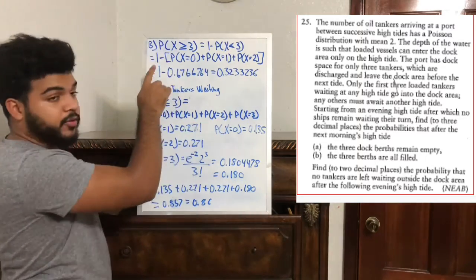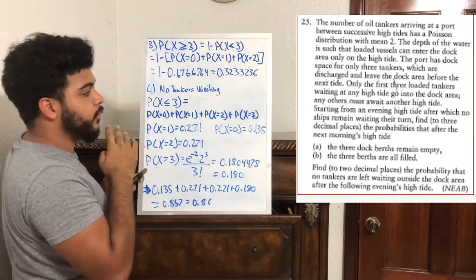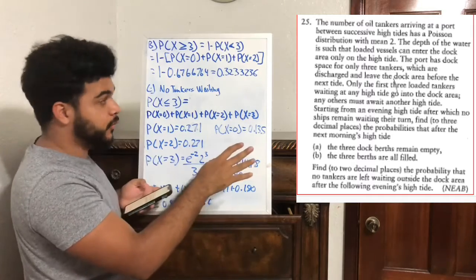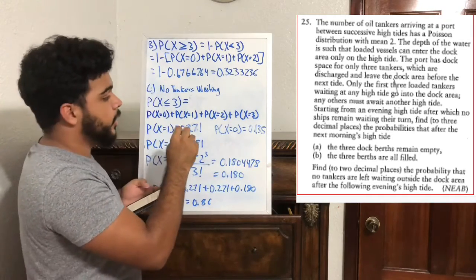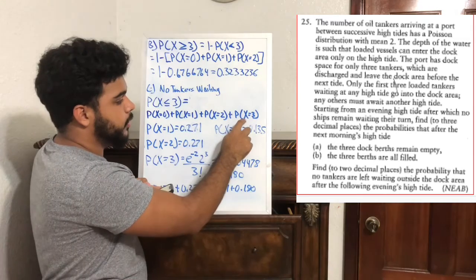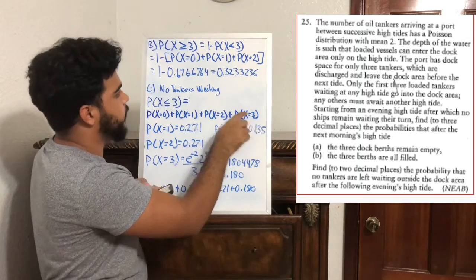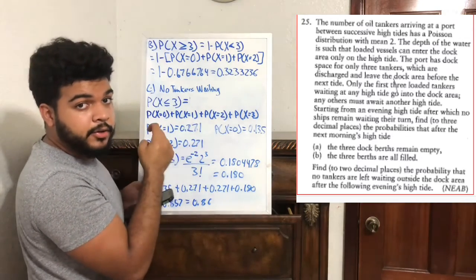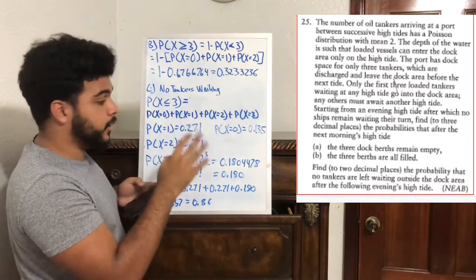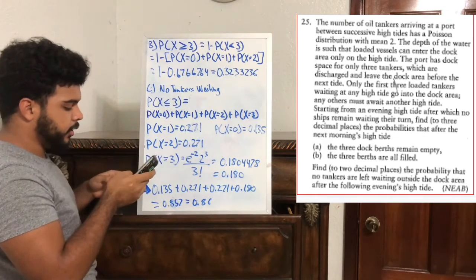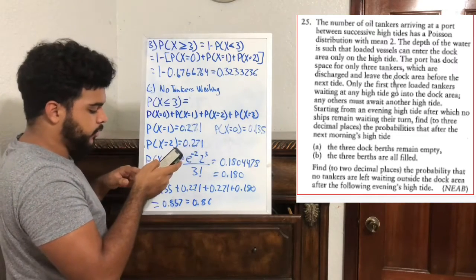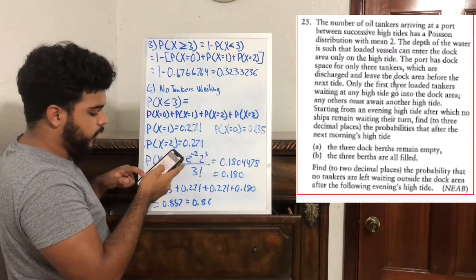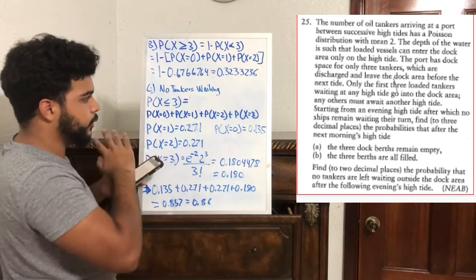If question B had asked what it is if no tankers were waiting and the dock was filled, then I would just have to do this working here. But instead I had to do all of this because I also had to account for if there were any tankers waiting outside the dock at the moment. All right. So then the question asks, find to two decimal places the probability that no tankers are left waiting outside the dock area after the following evening's high tide. Right? So no tankers waiting.